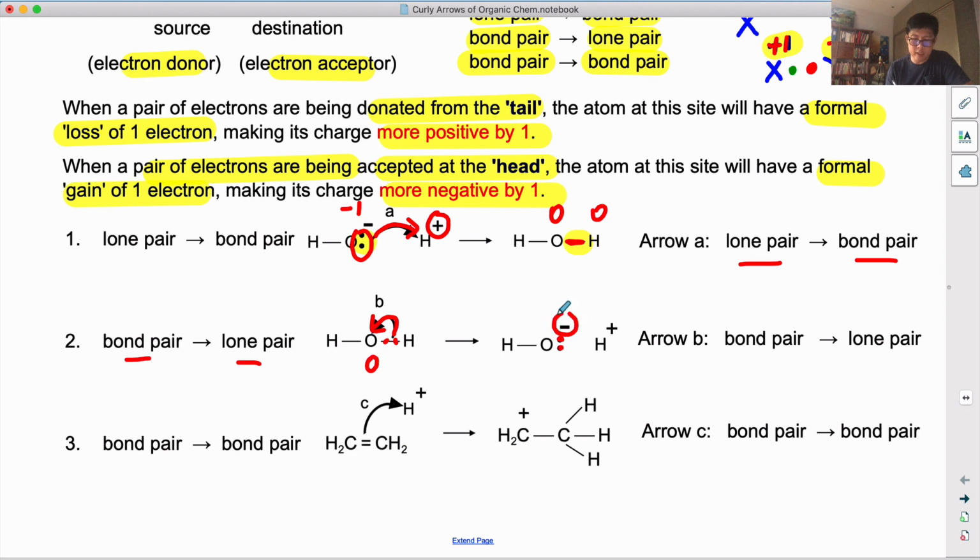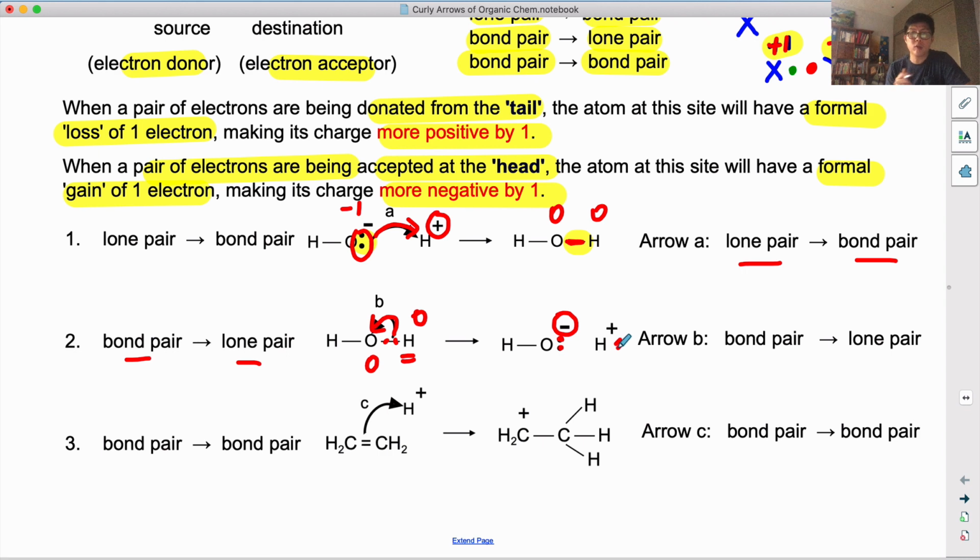Can you see? Minus 1. Okay, 0 to 1, because it has gained an electron. At the same time, for H, the formal charge is 0. But now, since it has lost 1 electron, that's why it becomes a plus.